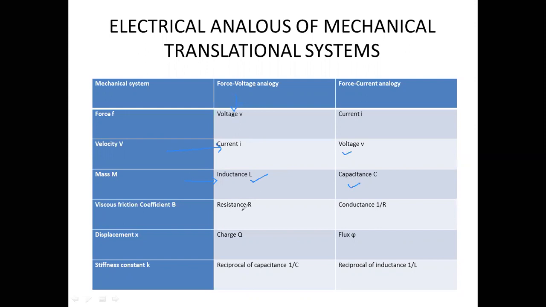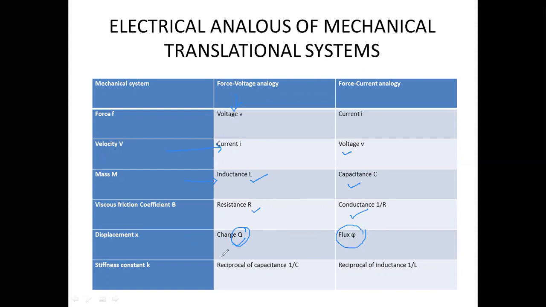Similarly, the viscous friction coefficient B is replaced with the resistance R in the case of force voltage analogy, and the corresponding element in the case of force current analogy is conductance, 1 by R. Similarly, displacement in a translational system is represented as X. This can be replaced with its equivalent quantity, charge, in the case of force voltage analogy, but in the case of force current analogy, it is flux.